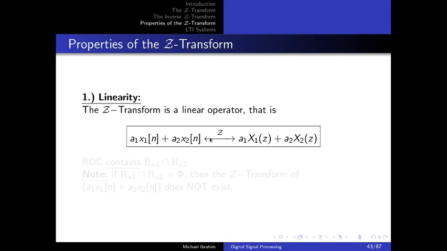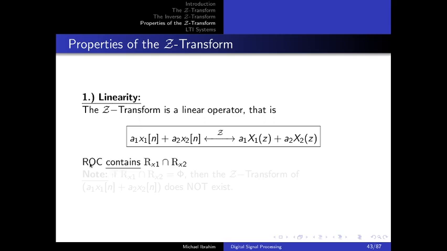Then the Z transform of this new sequence will be a linear combination of the corresponding Z transforms, that is a1 X1 of z plus a2 X2 of z. This is the linearity property. If we form a linear combination of discrete time sequences in the time domain, the Z transform of the new sequence would be a linear combination of the corresponding Z transforms using the same constants a1 and a2. What about the ROC of the new sequence, or the new Z transform?